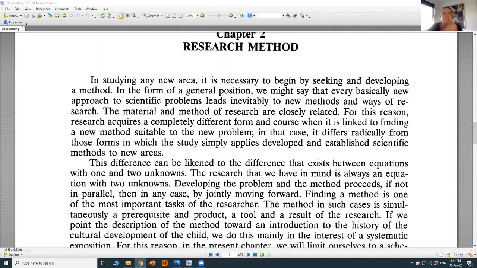So the material and method of research are closely related. What's your understanding of that? What Vygotsky is saying? Why he is saying this? I'm assuming that the new approach or the scientific problem or the new area is the material. I'm making an assumption there. And the method of research are closely related. And they obviously are, because the fact is you're coming to a new way of doing something.